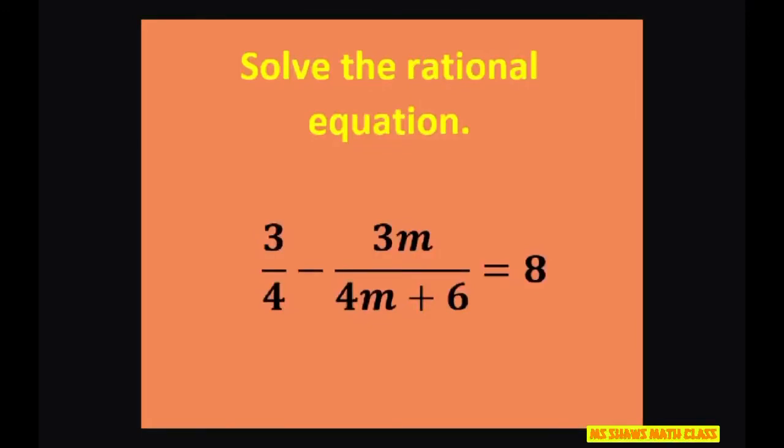Everyone, we're going to solve the given rational equation. And the first thing we need to do is determine our domain. If you have a variable in the denominator, you have to be careful. So let's set that we can't have something divided by 0. So we don't want 4m plus 6 to equal 0.